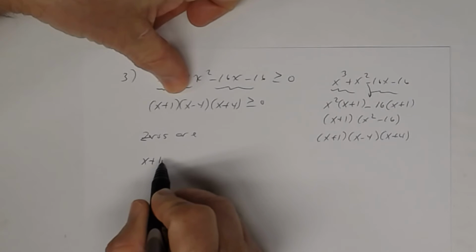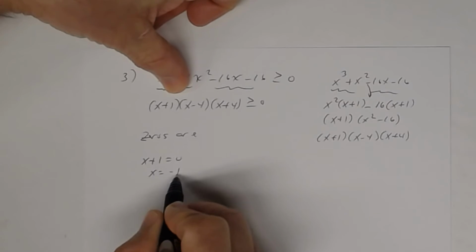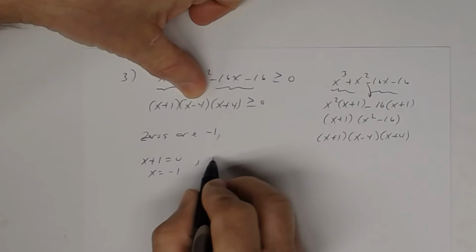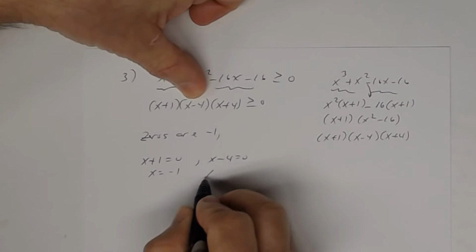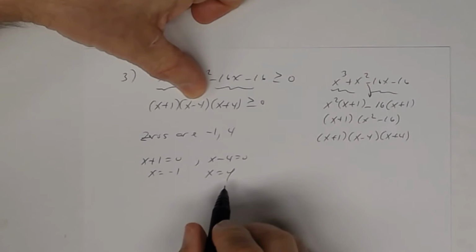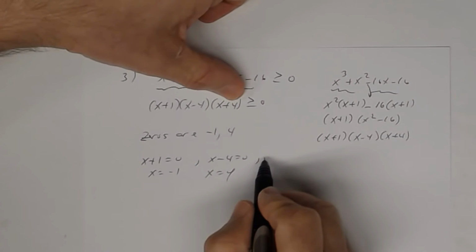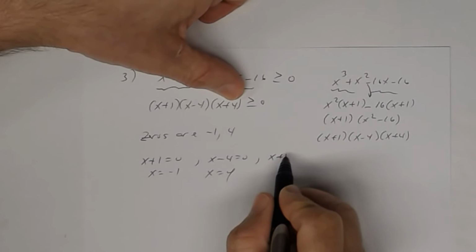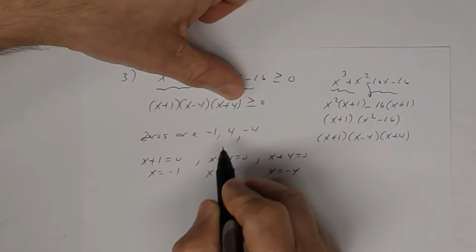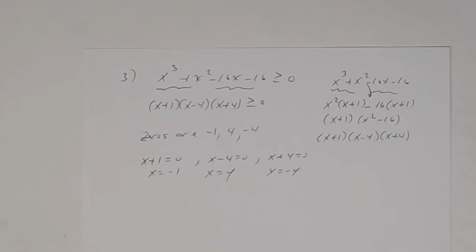So when I set x plus 1 equals 0, I get x to be negative 1. So there's one of my zeros. When I set the next one, x minus 4 equals 0, I get x to be 4. So there's the other critical number, or the other 0. When I set the last factor equal to 0, I get x to be negative 4. So those are your 3 zeros.